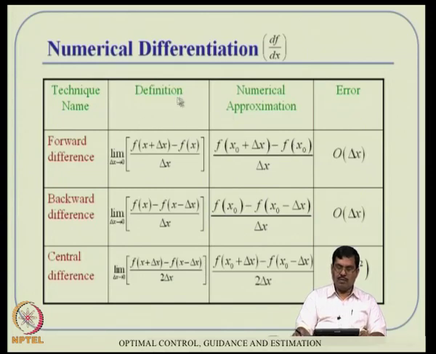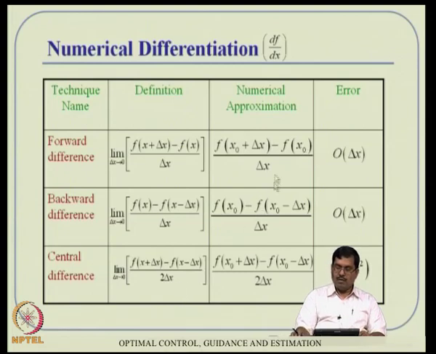Many times we need numerical differentiation. We know this is the definition. We can define it the forward difference way, that means limit delta x tends to 0, f of x plus delta x minus f of x divided by delta x, or in a backward difference sense, that means f of x minus f of x minus delta x divided by delta x. Or you can find it in a central difference way. You evaluate the function a little positive, then a little negative, and take the difference divided by 2 delta x.